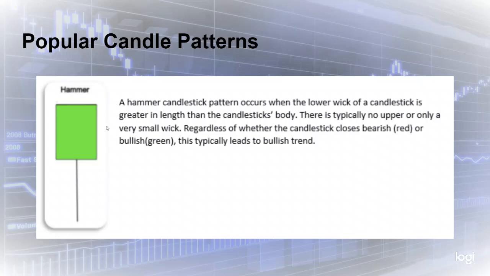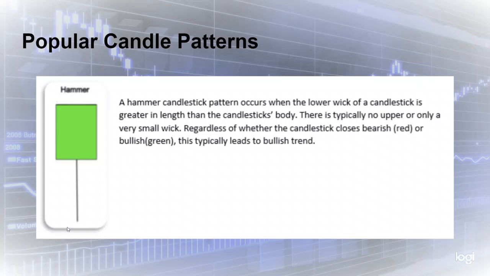So here we go for the opposite. The opposite is called a hammer. A hammer candlestick occurs when the lower wick of the candle is greater in length than the candlestick body. There's typically no, or only a very small, upper wick, and regardless of whether the candlestick closes bearish red or bullish green, this typically leads to a bullish trend.